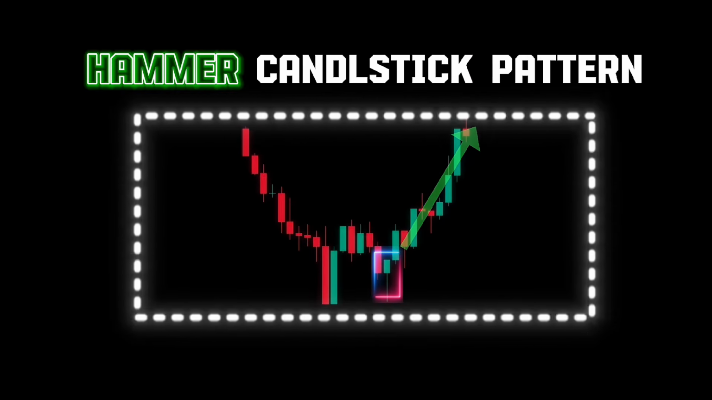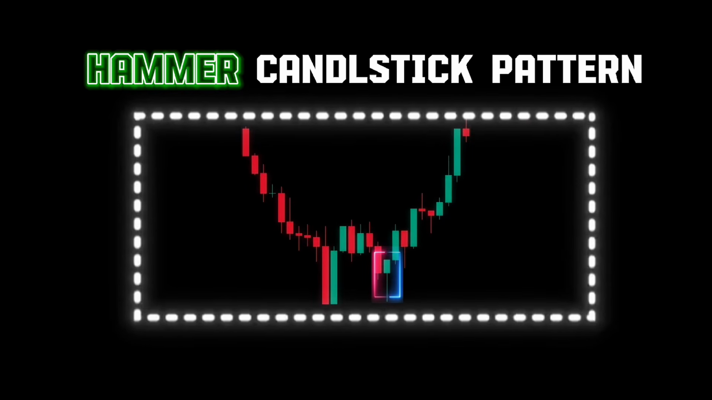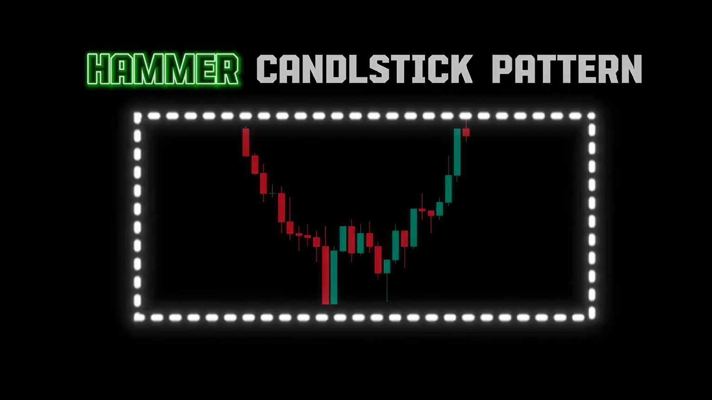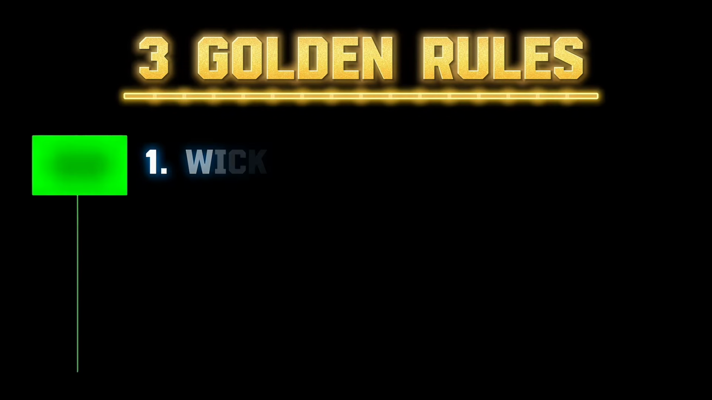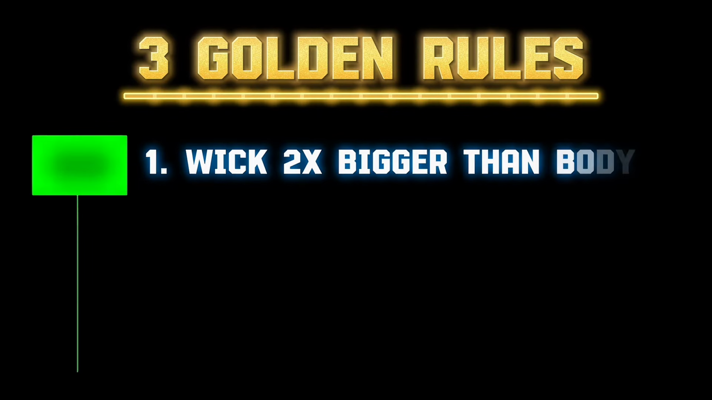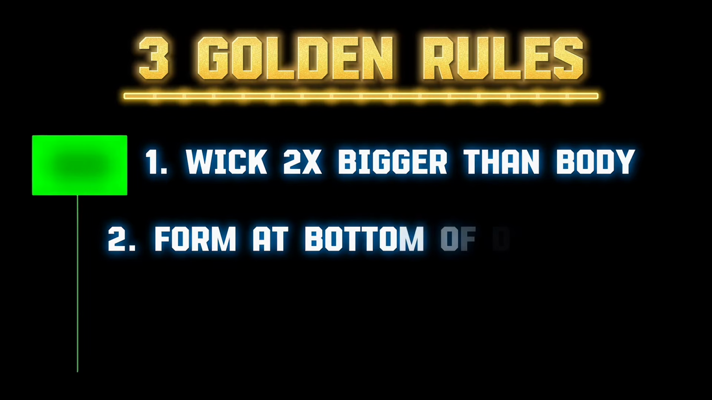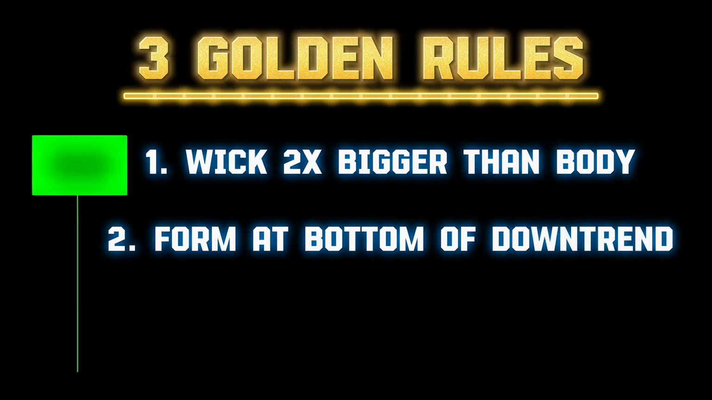But here's the thing. Just spotting a candle that looks like a hammer is not enough. There are 3 golden rules you must check every single time. Rule number 1, the lower wick must be at least 2 times longer than the body. Rule number 2, it must appear at the bottom of a clear downtrend. If it forms in the middle of a range or sideways market, ignore it.